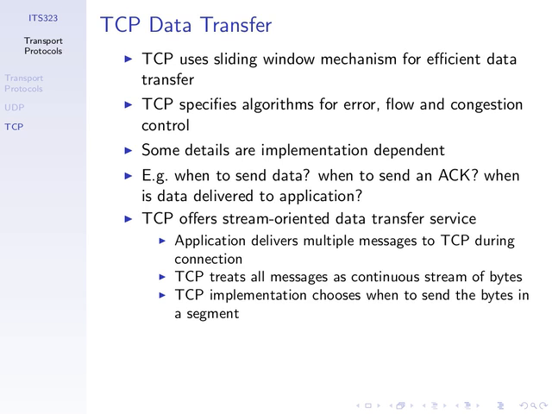Flow control is similar to what we've seen in previous topics. Congestion control is much more complex. Some details of these algorithms depend upon the implementation. Your implementation in a Mac operating system may be different from a Windows operating system. So they'll be able to communicate with each other, but the fine details of how they work may differ.